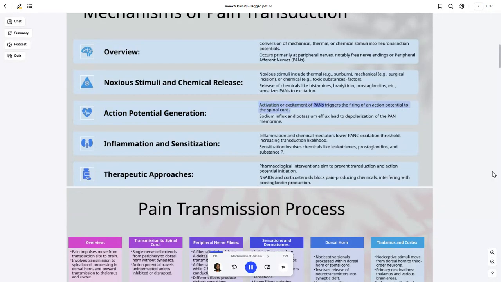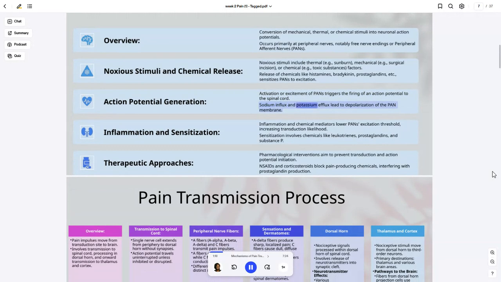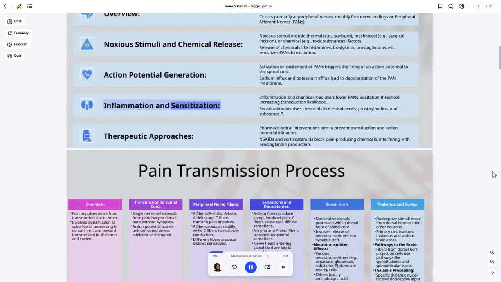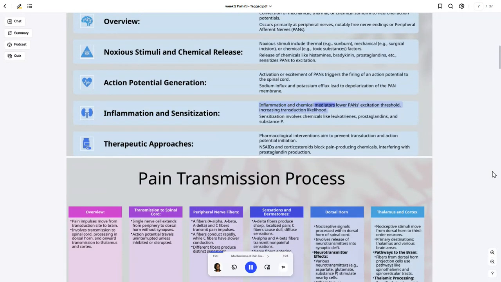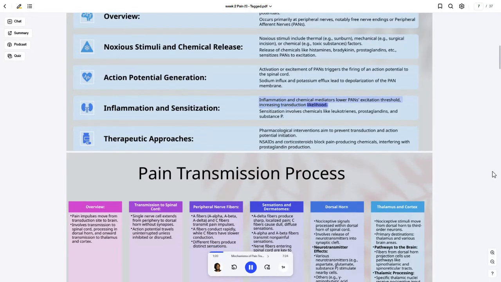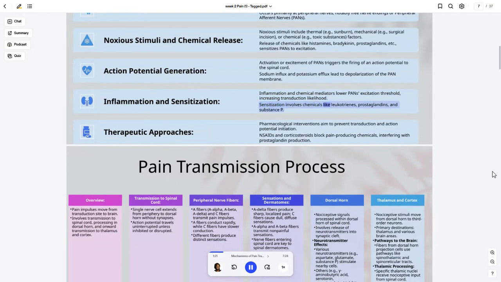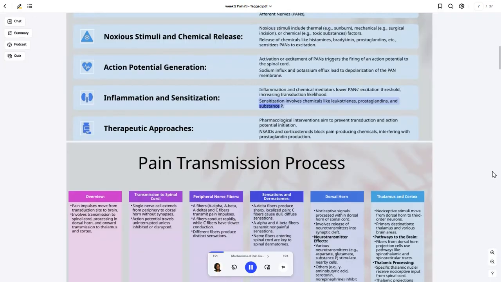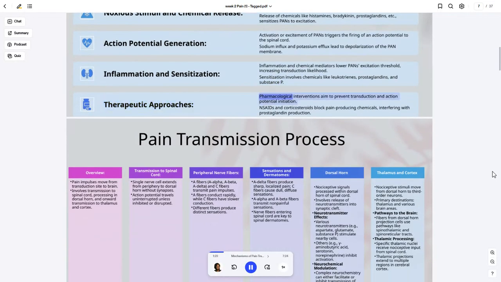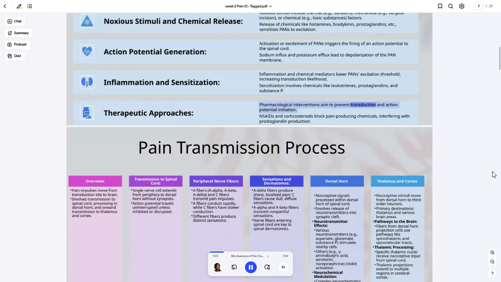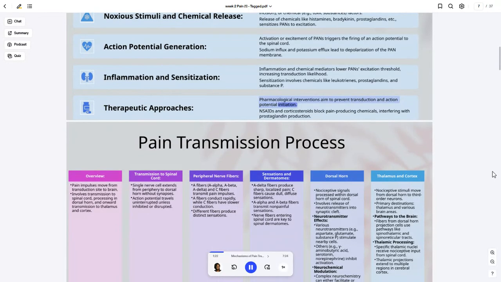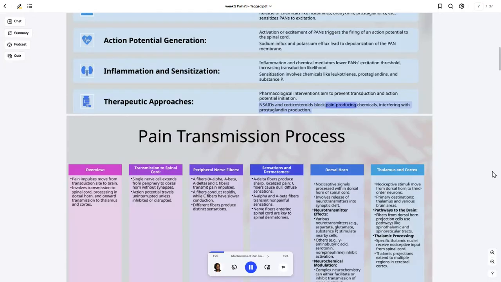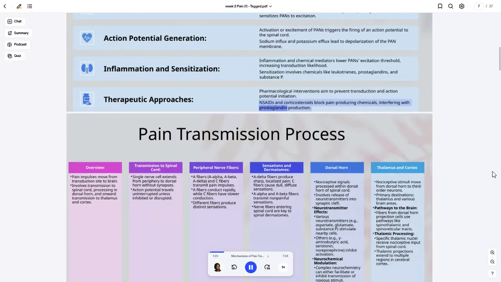Action potential generation: activation or excitement of PANs triggers the firing of an action potential to the spinal cord. Sodium influx and potassium efflux lead to depolarization of the PAN membrane. Inflammation and sensitization: inflammation and chemical mediators lower the PAN's excitation threshold, increasing transduction likelihood. Sensitization involves chemicals like leukotrienes, prostaglandins, and substance P. Therapeutic approaches: pharmacological interventions aim to prevent transduction and action potential initiation. NSAIDs and corticosteroids block pain-producing chemicals, interfering with prostaglandin production.